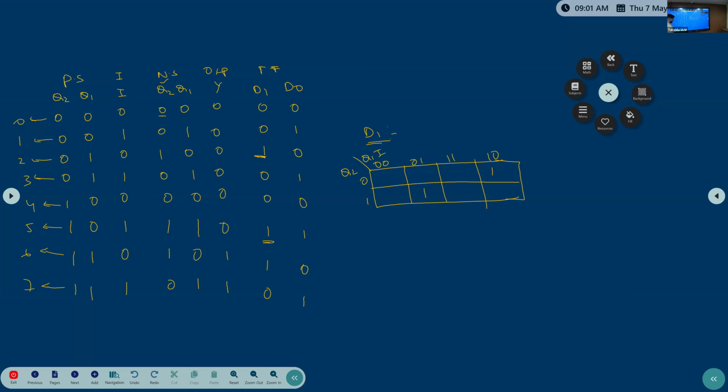In this condition it is high. After that, it is high at 6. 6 means 1, 1, 0. In this condition it is high. So no. Any other cases it is high? No, right? So this is the thing.